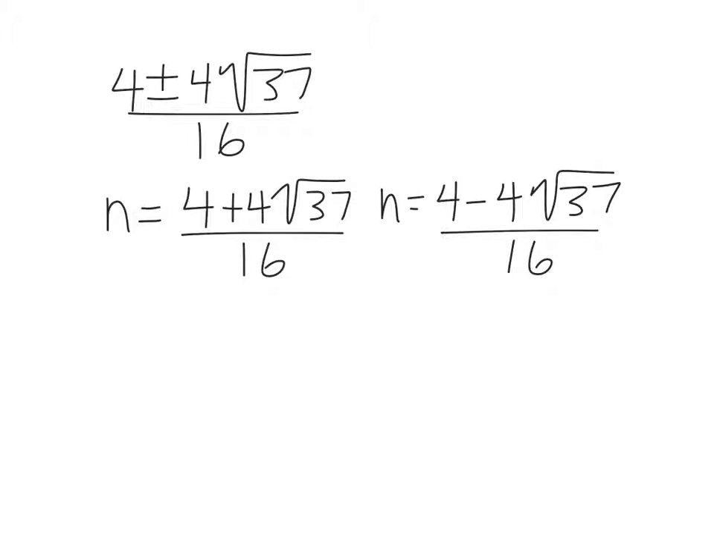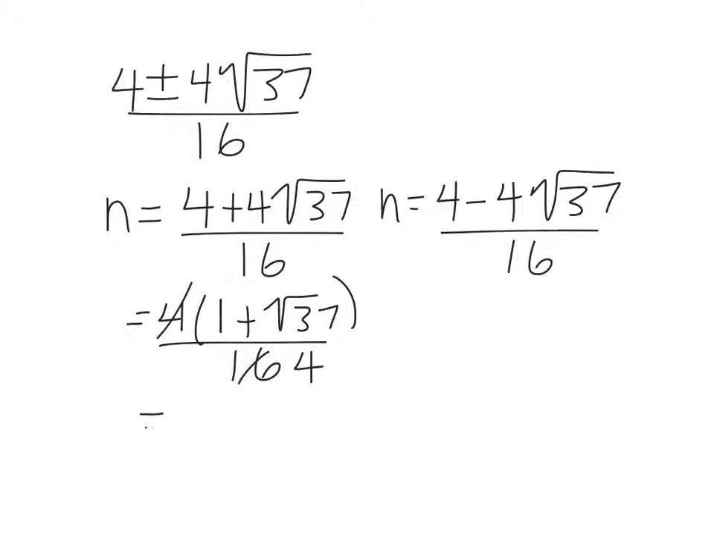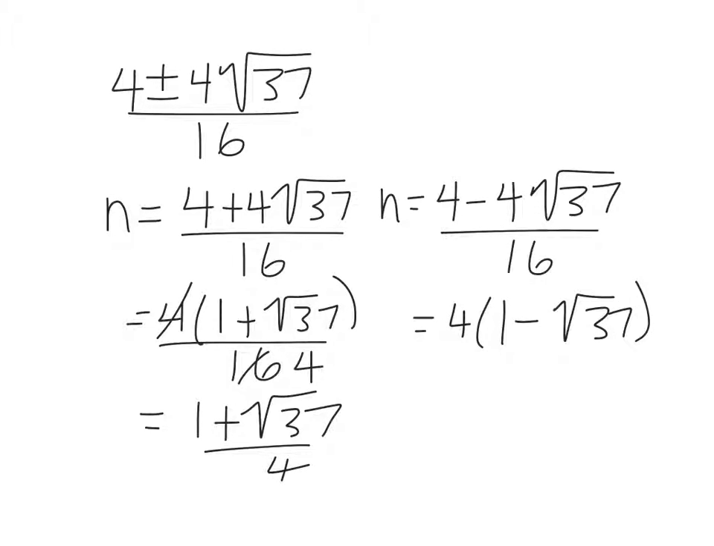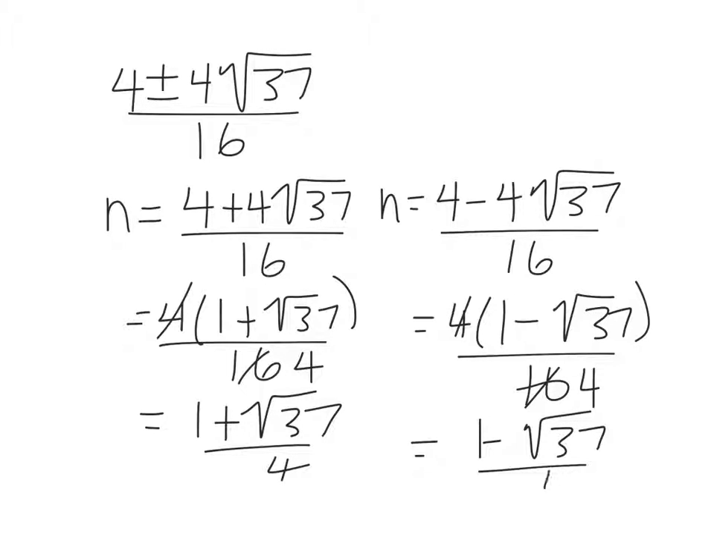And we can do some further reduction here. If we take out a 4, we're left with 1 plus the square root of 37. We have 16 on the bottom. That 4 will go into that, so we'll have 1 plus square root of 37 over 4. And over here, if we take a 4 out, we'll have 1 minus the square root of 37 over 16. 4 will go into the 16, and we'll have 1 minus the square root of 37 over 4.